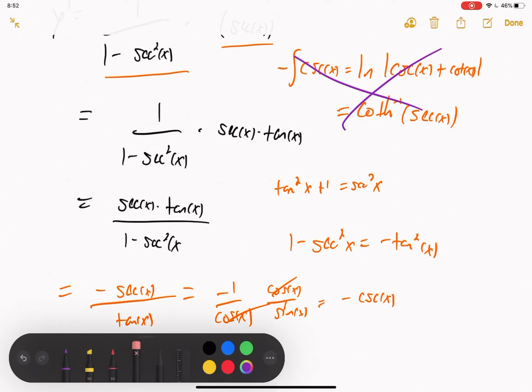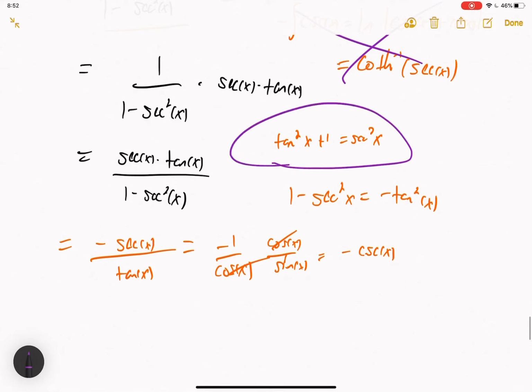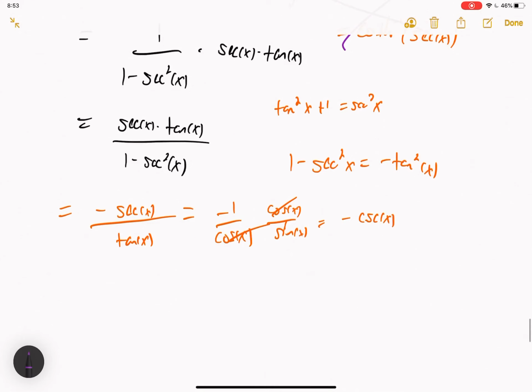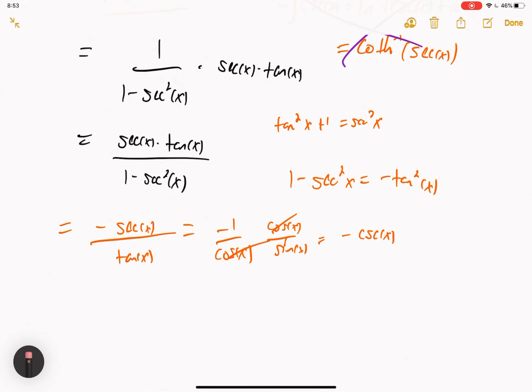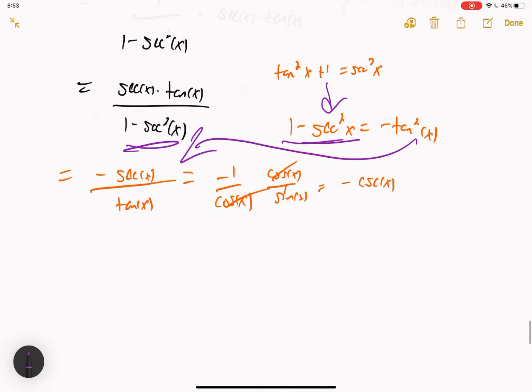1 minus secant squared of x, that's actually just, you have this relationship right here, tangent squared of x plus 1 is equal to secant squared of x. So that tells you that 1 minus secant squared of x is equal to negative tangent squared of x. Then you could plug this in instead. The tangents would cancel, leaving you with just negative secant divided by tangent.